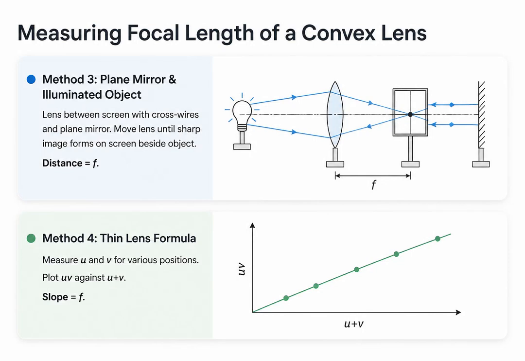Another variation uses an illuminated object, like crosswires, and a plane mirror. You adjust the lens until a sharp image forms right next to the object on the screen. That distance is the focal length. Alternatively, you can use the standard thin lens formula.